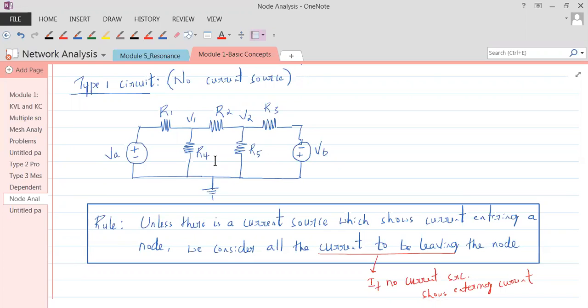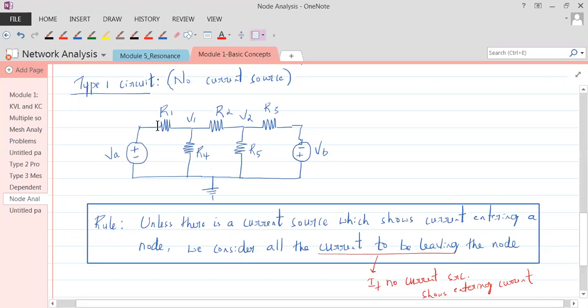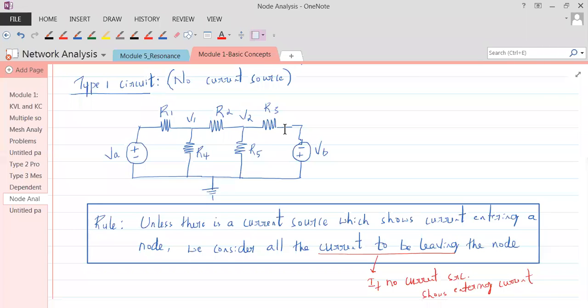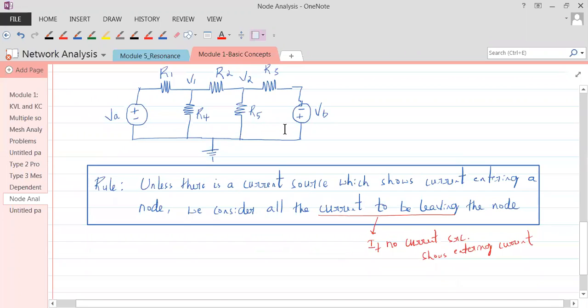So everybody concentrate. Let's take node 1 separately and node 2 separately. Understand how we apply KCL, then see the two equations in combination. Now, let's take just node 1. Can you tell me, do you have any entering current at node 1 according to this rule?